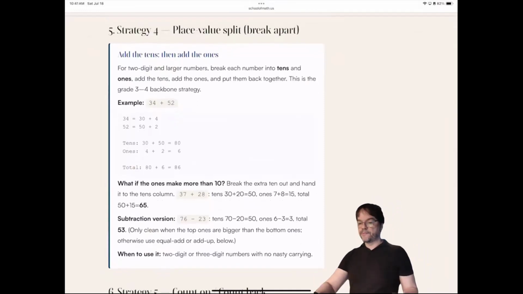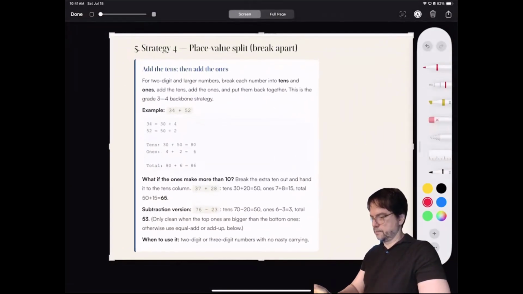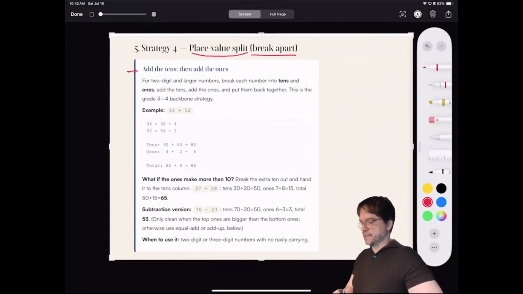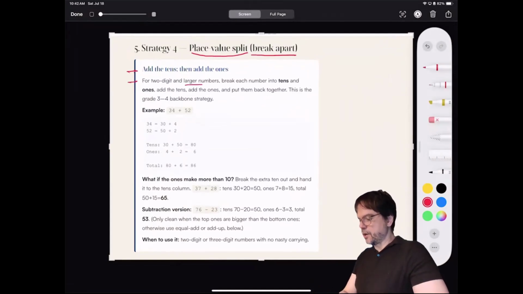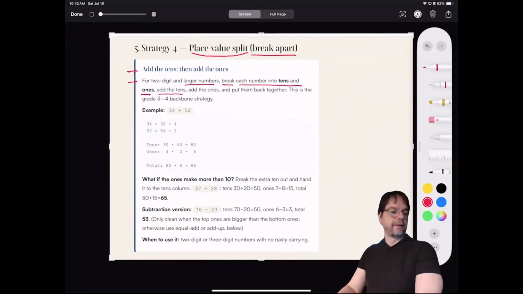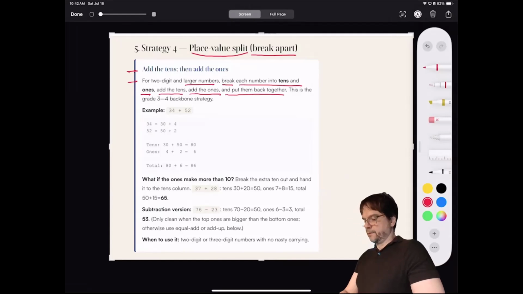Okay, now place value. Place value is split, break apart. Add the tens, then add the ones. What is that? For 2-digit and larger numbers, break each number into tens and ones. Add the tens, add the ones, and put them back together. Okay? Here we are going to 3rd and 4th grade. Okay?